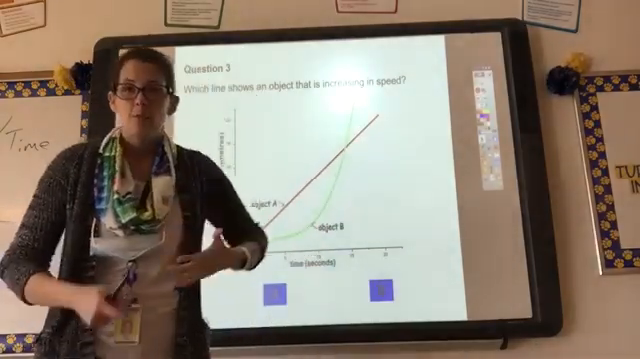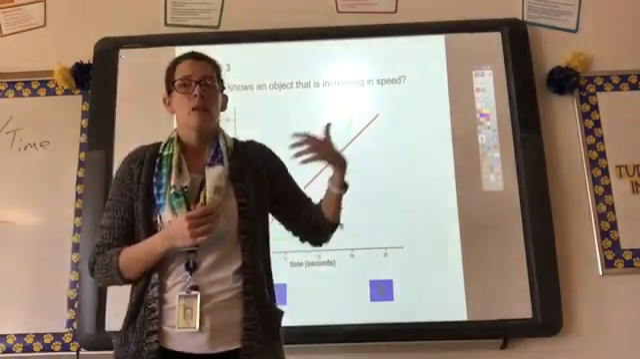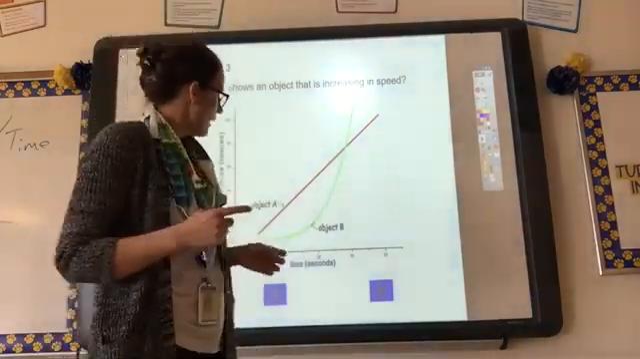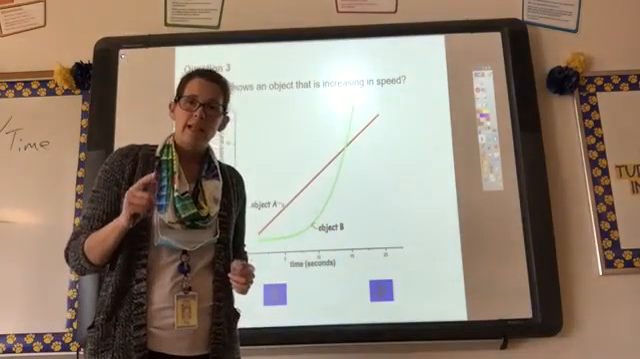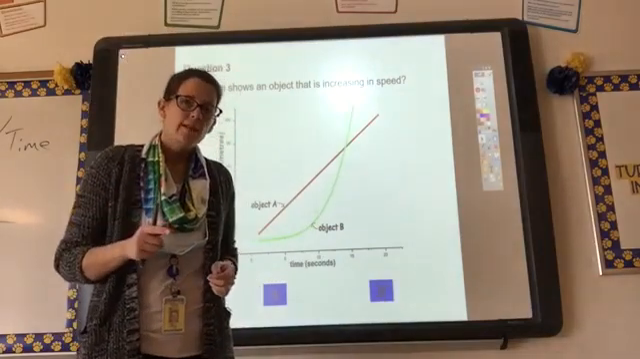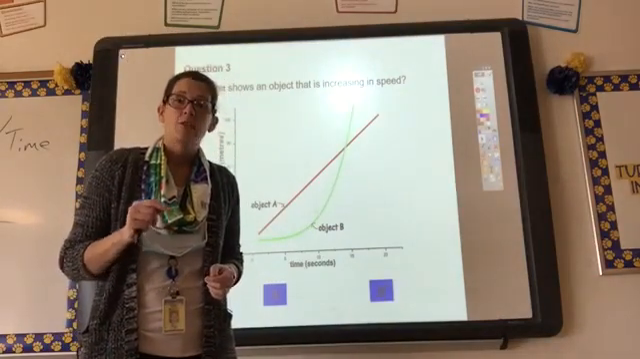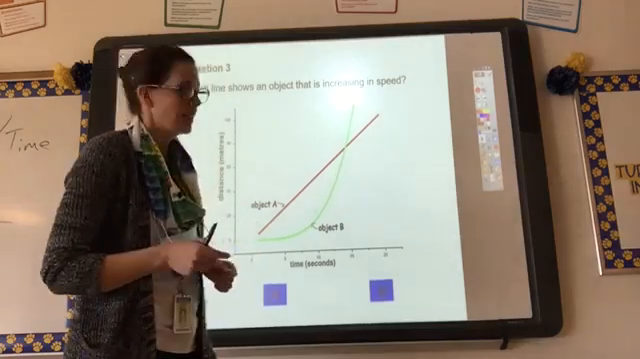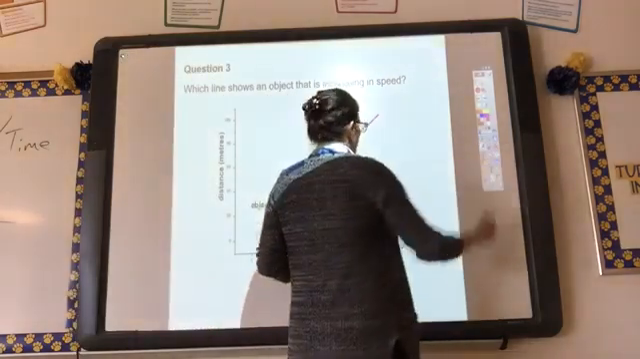Okay, so for this one here, question number 3 says, which line shows an object that's increasing in speed? So if we're increasing speed, we're looking for an acceleration, right? Well, if you think back to yesterday, when we talked about acceleration, what does that line look like on a distance time graph if something's accelerating?